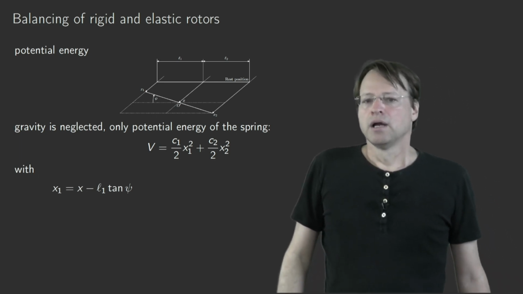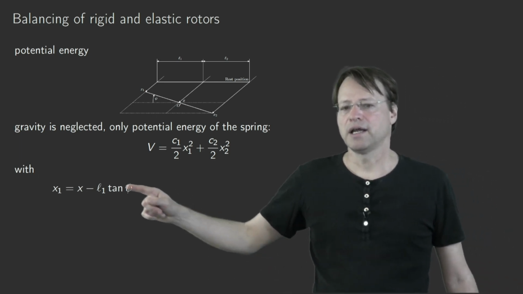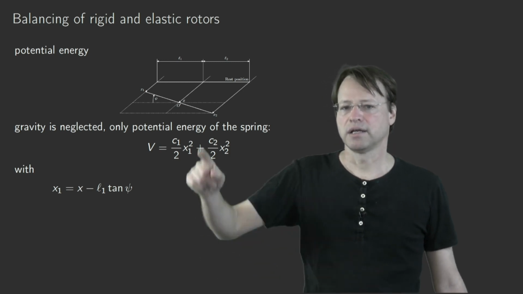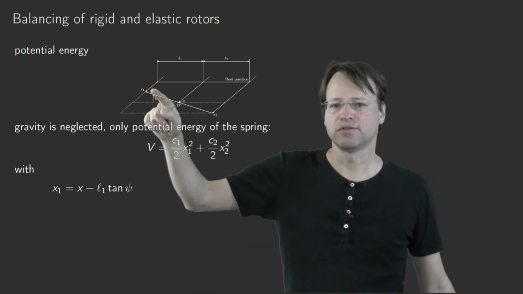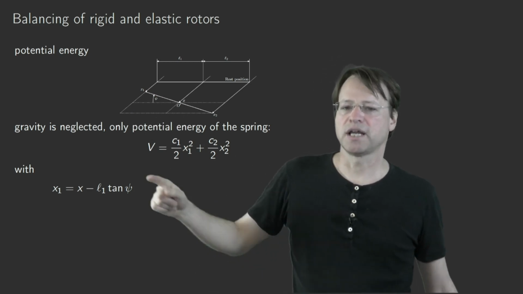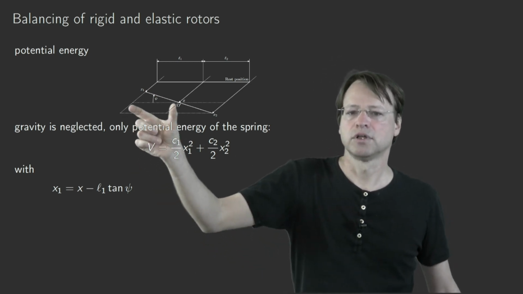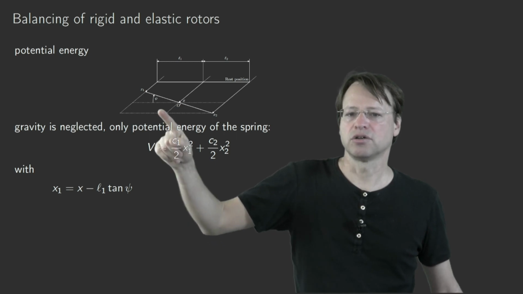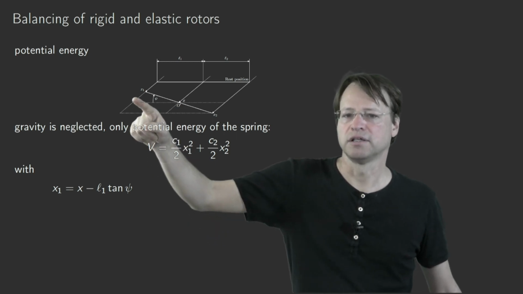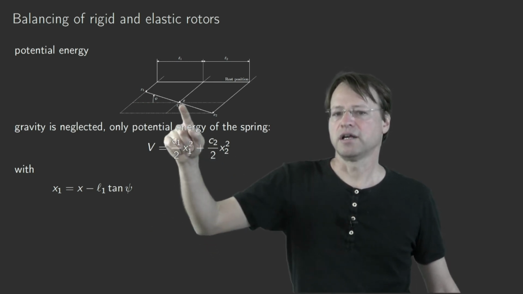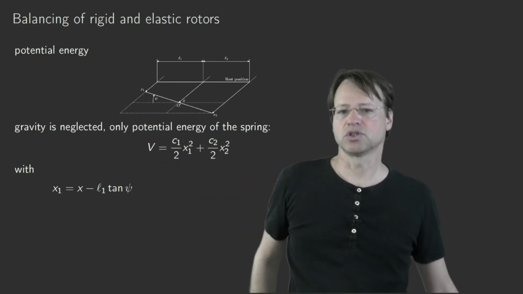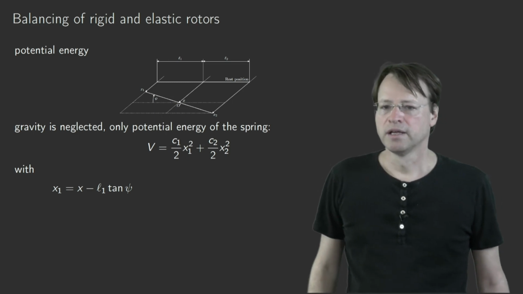So we replace x1 by x minus that difference here, which is L sub 1 times the tangent of that angle, and then you obtain that distance here, and you take it with a negative sign as the positive sense for psi is shown in that figure.